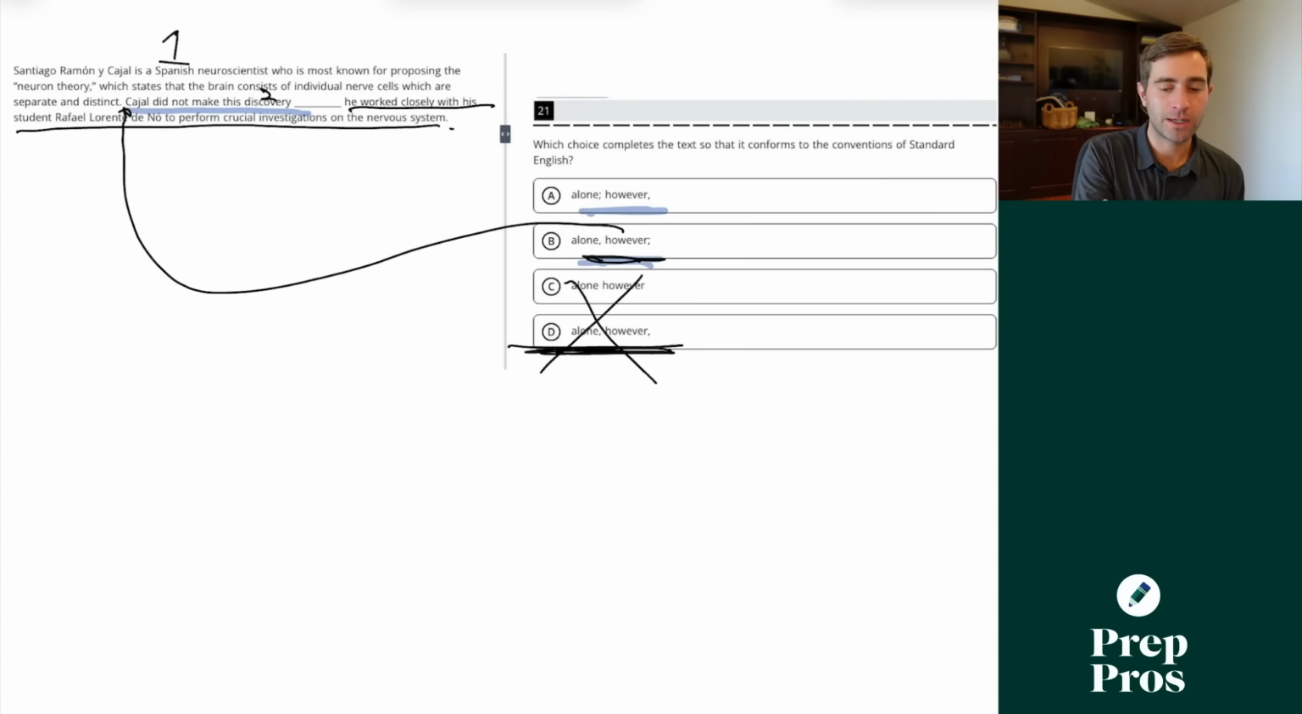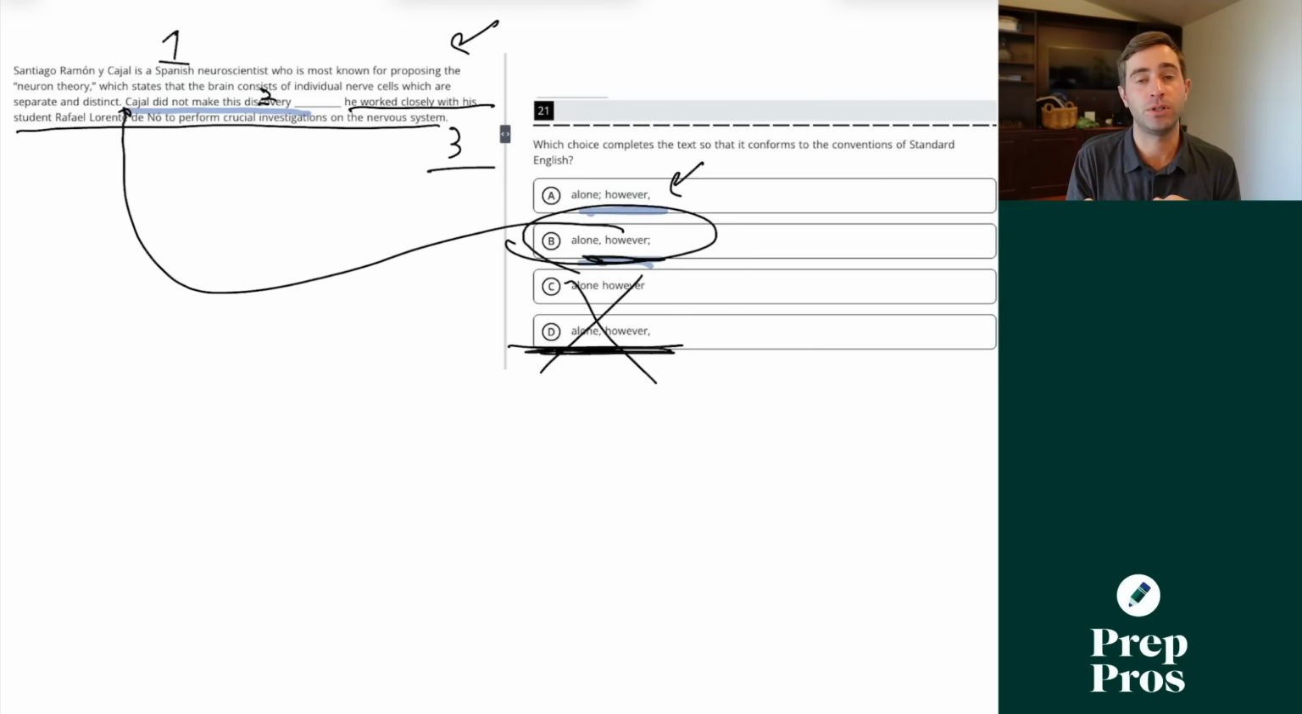If there is a contrast between sentence 2 and sentence 3, that means that A would be correct. But here, we're talking about he is most known for proposing the neuron theory, which states the brain consists of individual nerve cells, which are separate and distinct. However, Cajal did not make this discovery alone. That makes sense. We have a contrast there. There is no contrast between sentences 2 and 3. That's how we can tell that B is correct, and those are the steps you need to follow for success on your test.